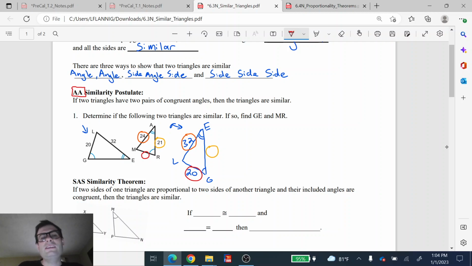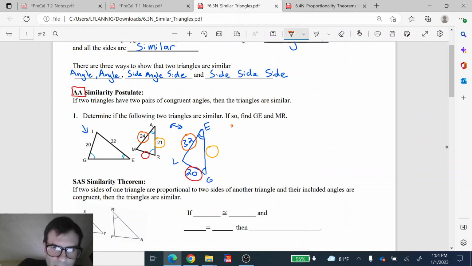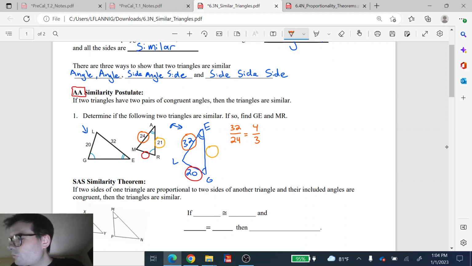What that means is all of the sides share a common scale factor. The idea behind that is if I divided 32 by 24, because those sides, those orange sides, are associated with each other, that'll give me my scale factor. I could also do 24 over 32. That'll be the same kind of thing. So 32 over 24, those are both divisible by the same number, which is 8. So if I divide them both by 8, I would get 4 over 3. And then if you wanted to put that in a decimal, 4 divided by 3 ends up being roughly 1.3.